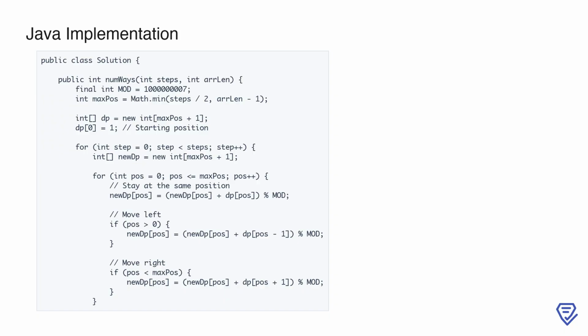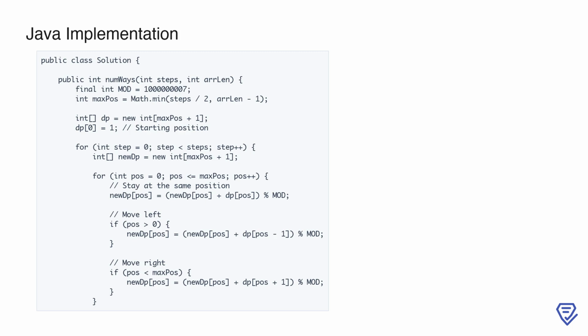This is determined by the smaller of half the steps or the array length minus 1. This optimization helps limit the computation to only relevant positions. We then initialize a DP array to store the number of ways to reach each position at the current step, and set DP[0] to 1 since we always start at position 0.